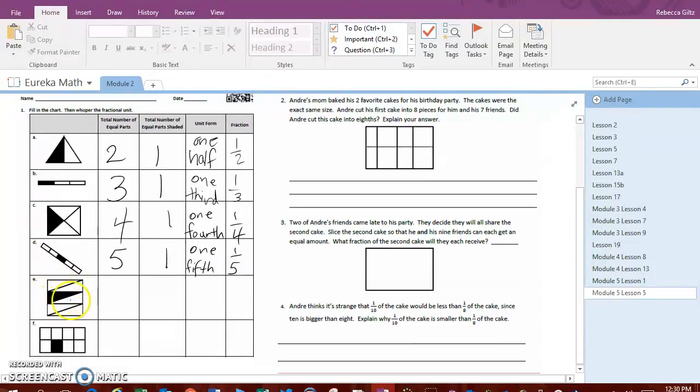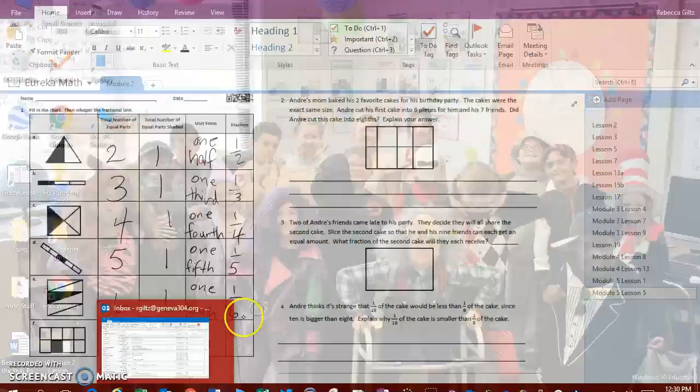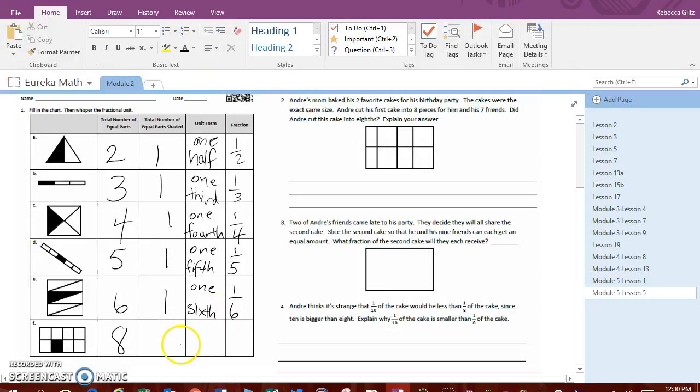Here we have 1, 2, 3, 4, 5, 6 pieces with 1 shaded. So that's 1 sixth, 1/6. And the last one, I'm going to count by 2, is 2, 4, 6, 8. Our pattern got goofed up at the end there. Sorry about that. 1 shaded. So that is 1 eighth, or 1/8.